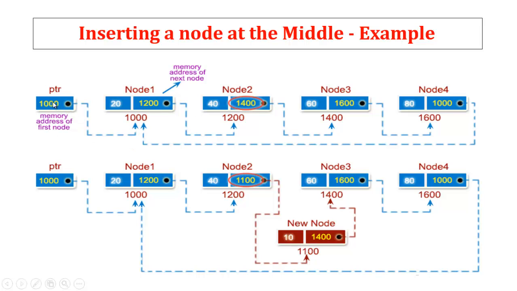What is the starting node address? That is 1000. Our aim is inserting a node at any specified position, maybe first position, second position, third position, fourth position, and so on. Based on the position we can easily insert a new node in the circular singly linked list. This is a new node. My aim is to insert at node 2, or node 3.